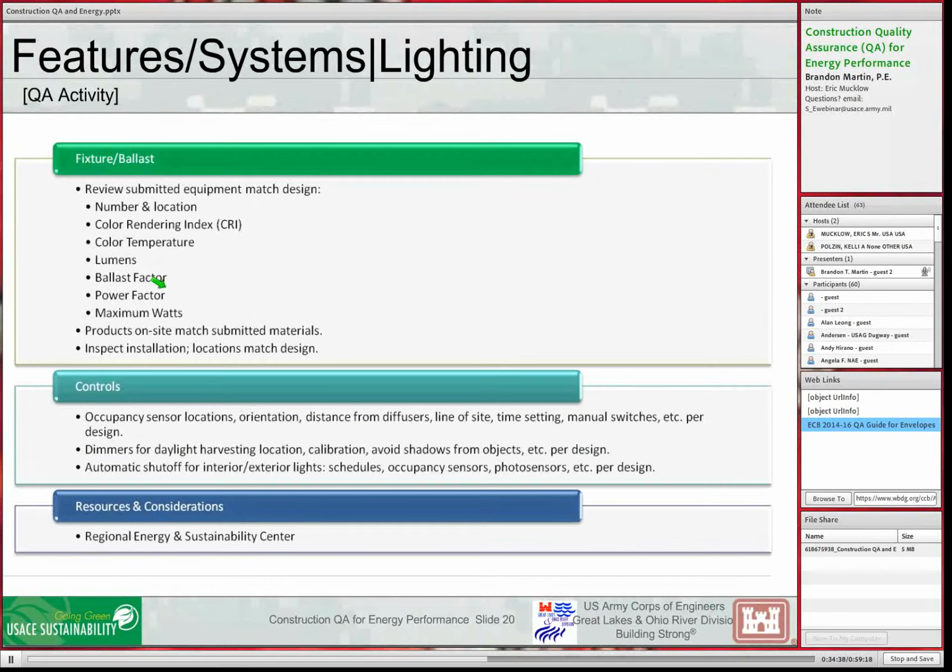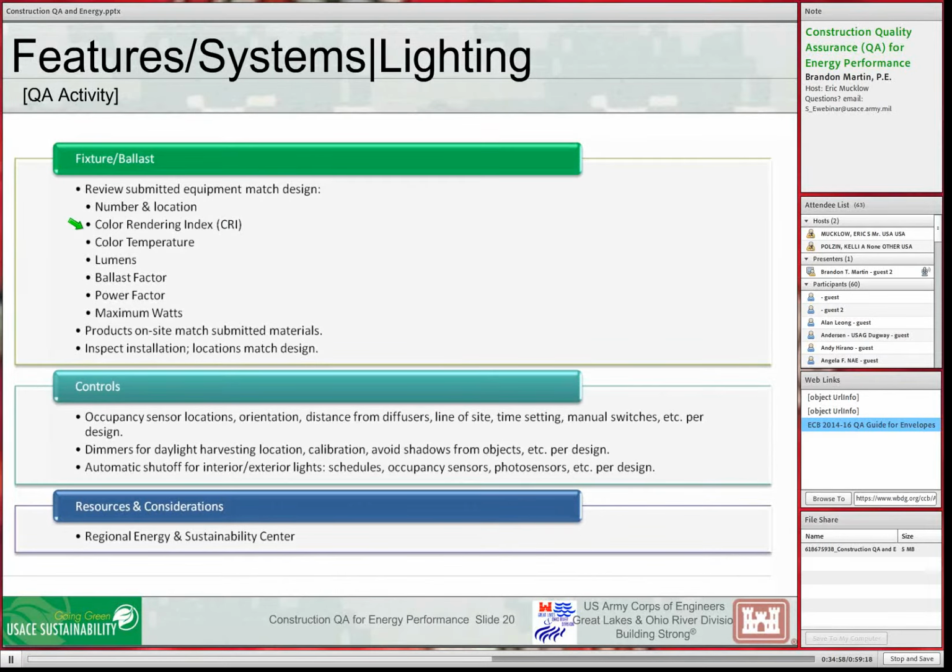Okay, so lighting. We look at fixtures and ballasts, the submitted equipment. Not only do we need to look at maximum watts, which is power, and power factor, and ballast factor, we also need to make sure that the lumen output is correct. Are we getting enough light? We need to make sure the functional requirements have been met.